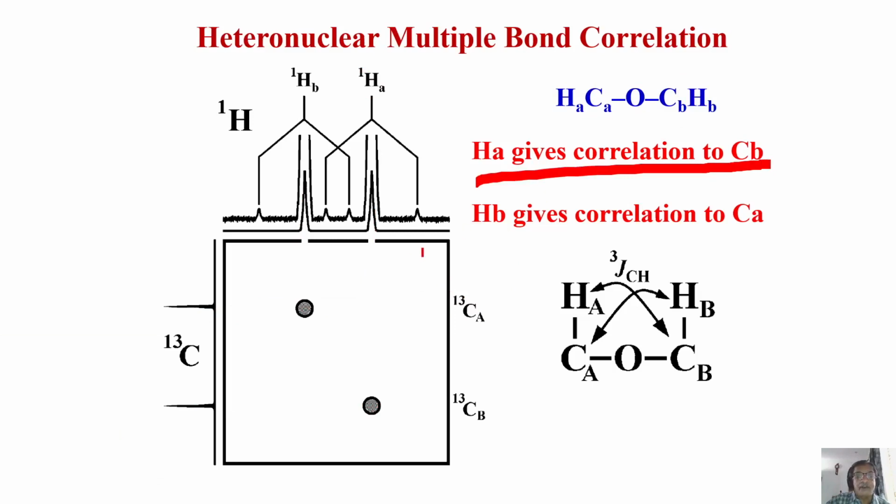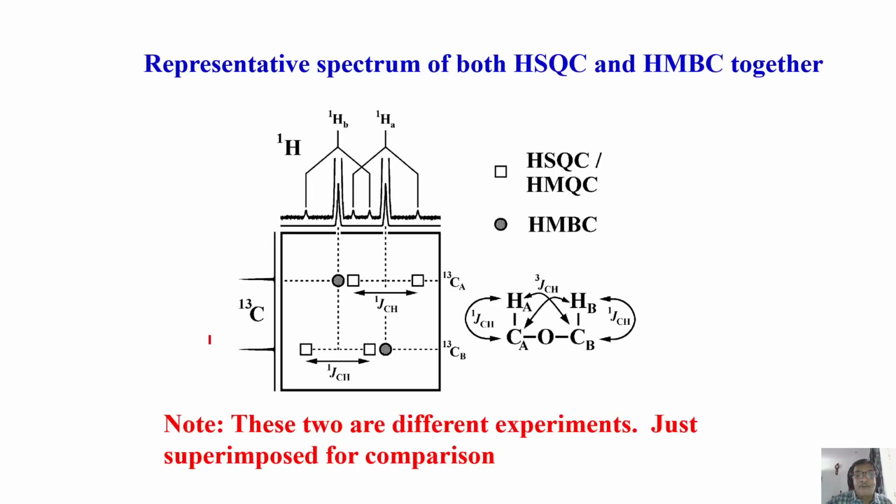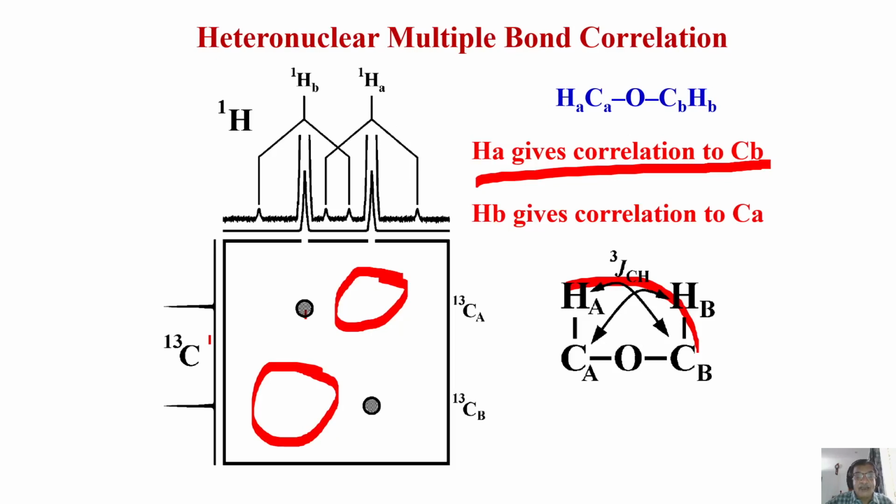HA gives correlation to CB. This one. HA gives correlation to CB. HB gives correlation to CA. And direct correlation peaks are suppressed. No peaks here. This is what is called heteronuclear multiple bond correlation. Now, this type of information, we can come back again. I'll continue further in the next class.